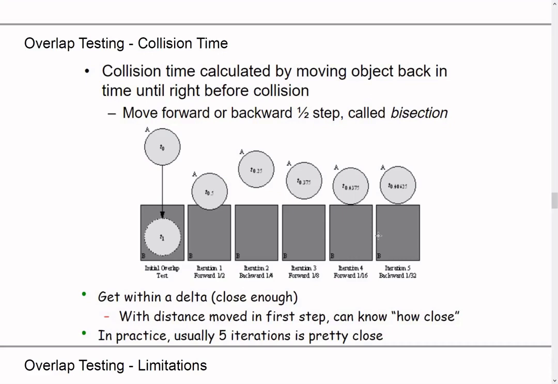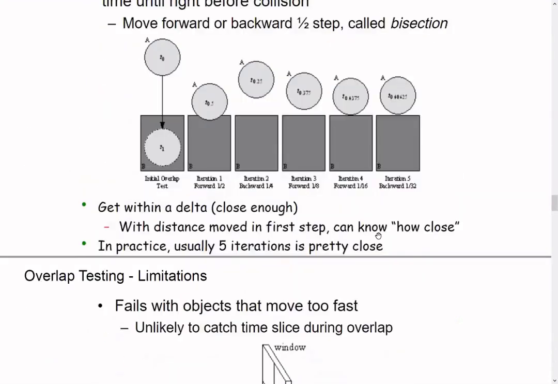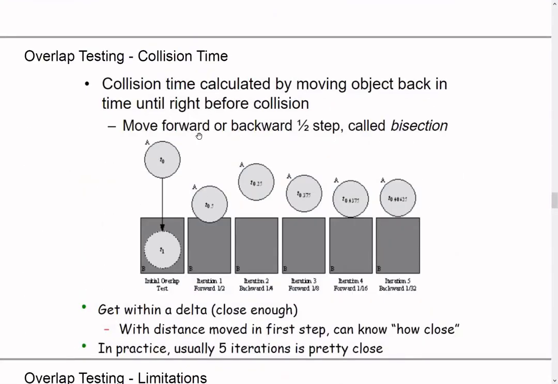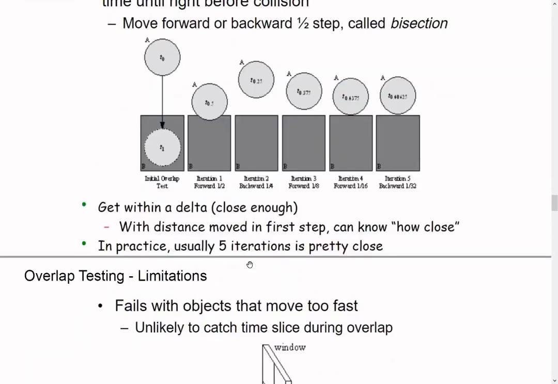Okay. So in practice, this usually takes about 5 iterations. Then we can get pretty close to the point where we want to be, the point right before the collision. So this is how the overlap testing works. This is how the collision is detected once it has happened using the overlap testing.